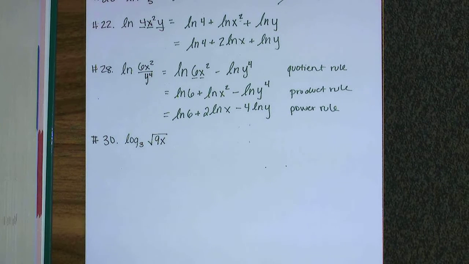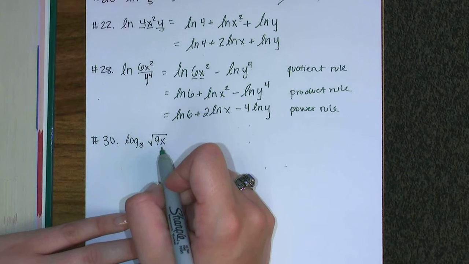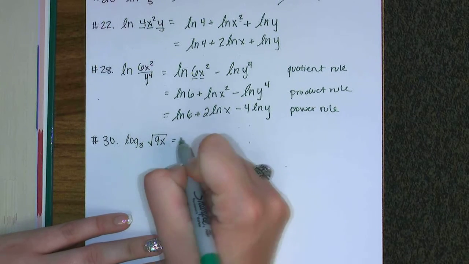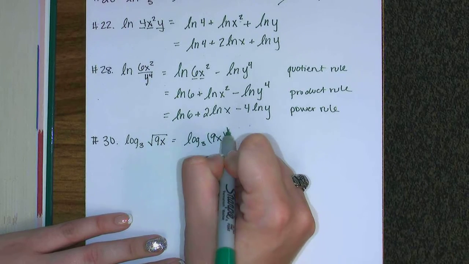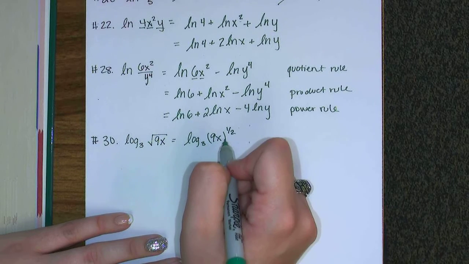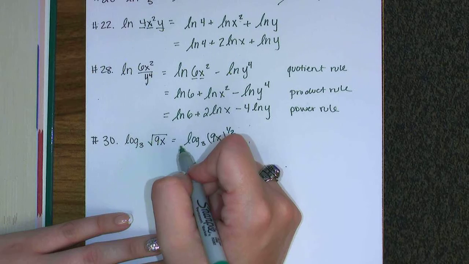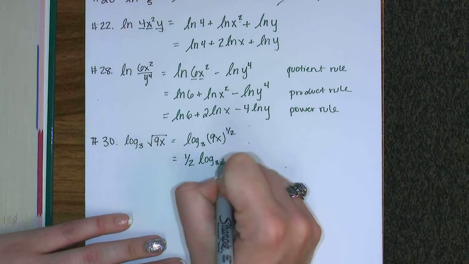Now, with one like this, we have to remember what a square root is. Okay, because I can't just immediately go, oh, well, this is a product, so I'm going to add them together. No. What we need to do is think about this as log base 3 of 9x to the 1/2. And because all of that is being raised to the 1/2, I need to pull the 1/2 out front first. So 1/2 log base 3 of 9x.